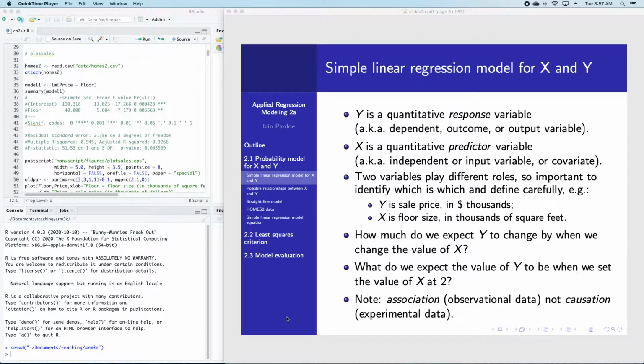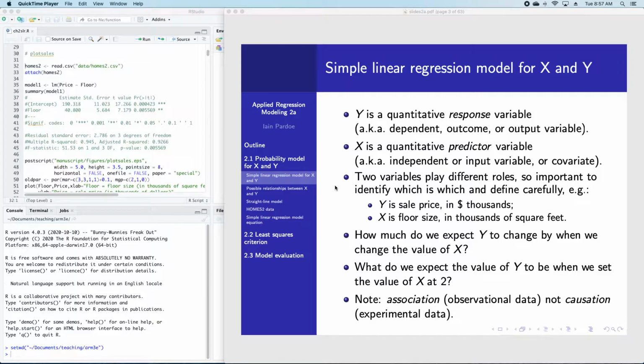In this video, I'm going to introduce the simple linear regression model, which is used for modeling linear relationships between two variables, which we'll call x and y. Y is going to be the quantitative response variable, also known as a dependent or outcome or output variable, and x is a quantitative predictor variable, also known as an independent or input variable or a covariate.